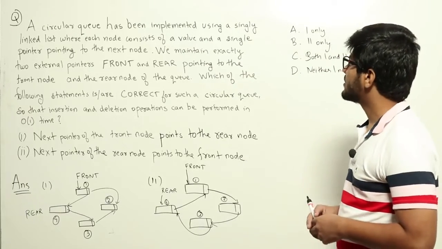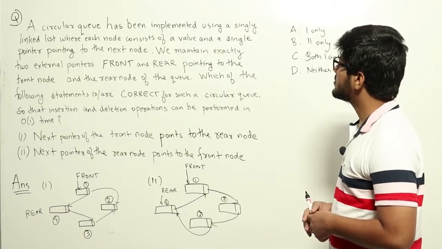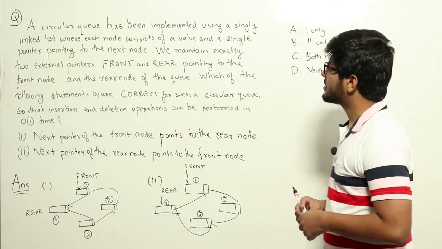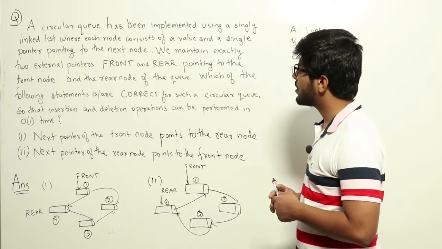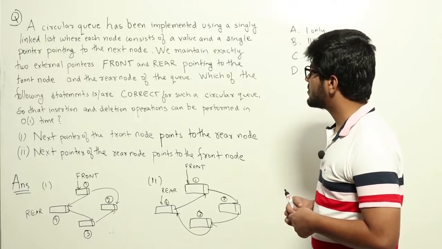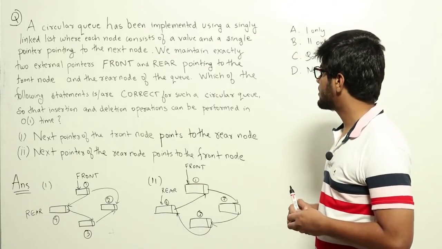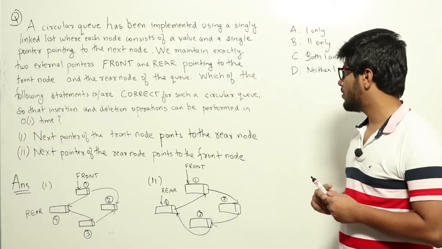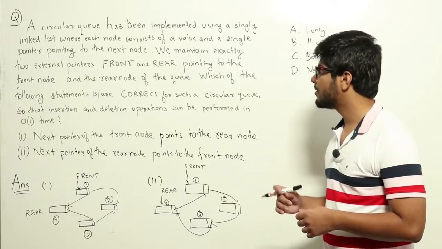A circular queue has been implemented using a singly linked list where each node consists of a value and a single pointer pointing to the next node. We maintain exactly 2 external pointers, front and rear, pointing to the front node and the rear node of the queue. Which of the following statements is or are correct for such a circular queue so that insertion and deletion operations can be performed in O(1) time? 1. Next pointer of the front node points to the rear node. 2. Next pointer of the rear node points to the front node.